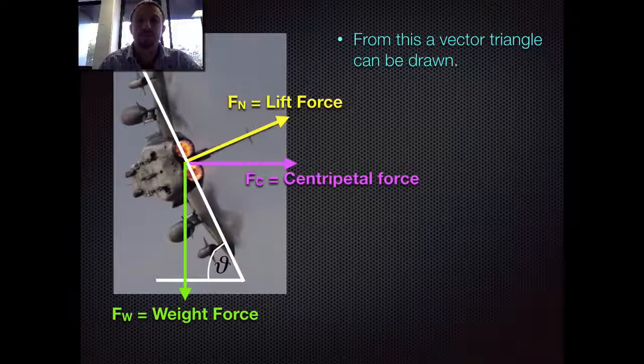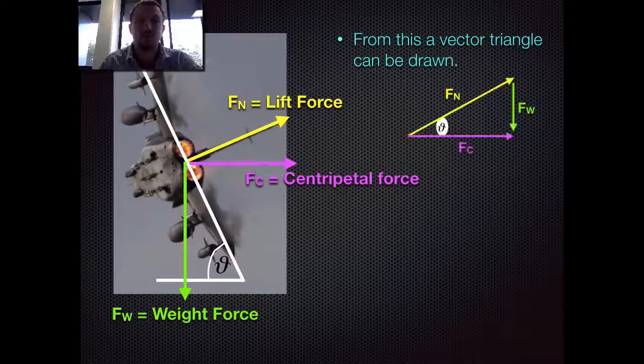So from this diagram, a vector triangle can be produced where we can see that the weight force is a combination of the lift force, and that will result in the centripetal force acting towards the center. Notice that the angle theta is in between the lift force, or the normal, and the centripetal force.